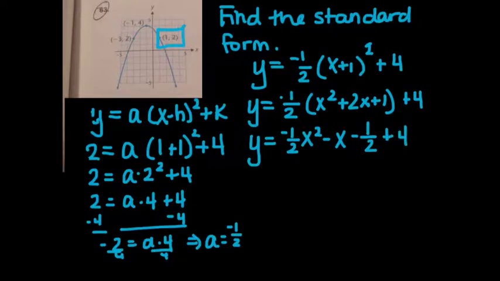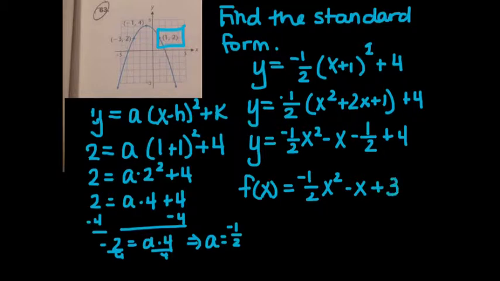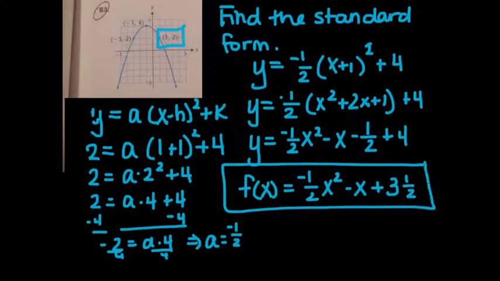Finally, to write this in functional notation, I have f of x equals negative 1/2 x squared minus x, and then the minus 1/2 plus 4 is plus 3 1/2. This is the function written in standard form.